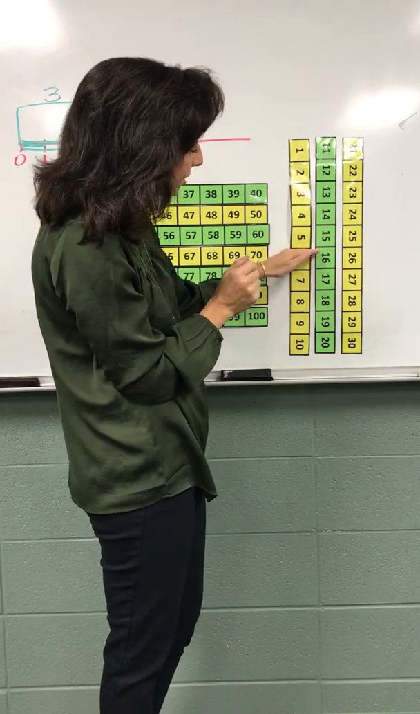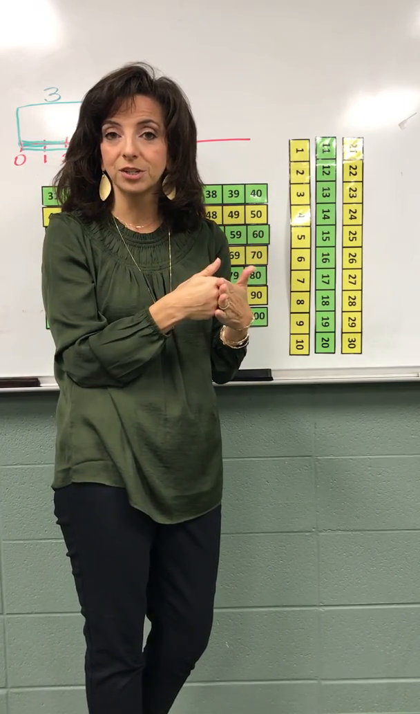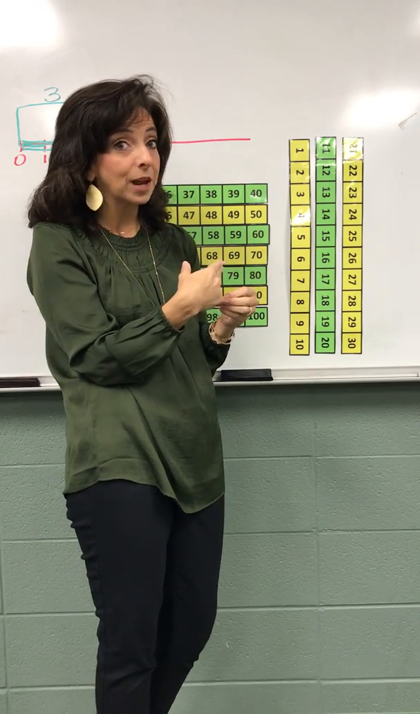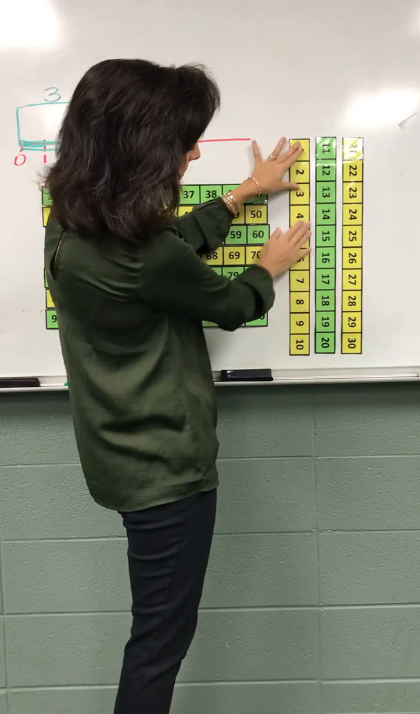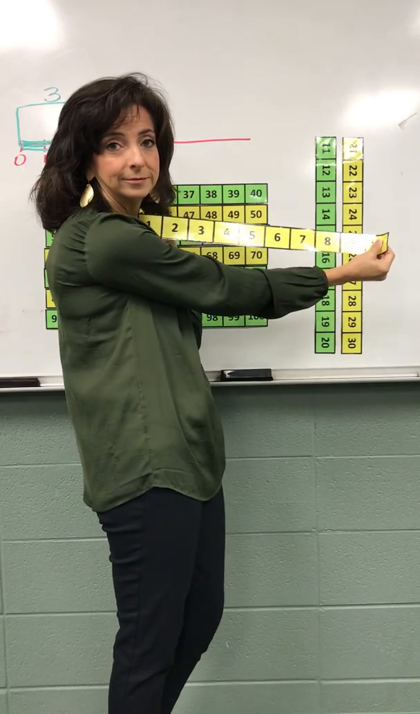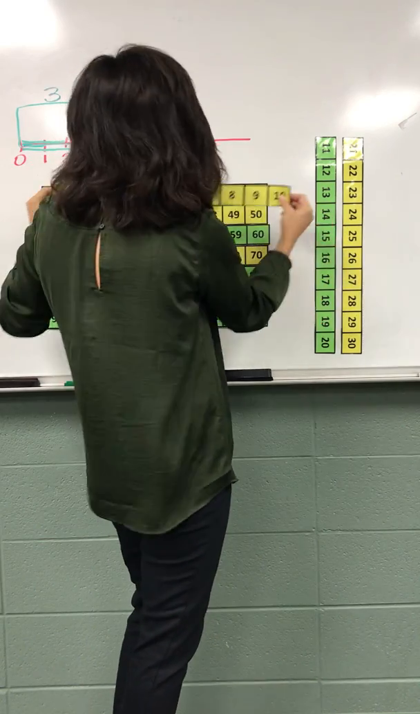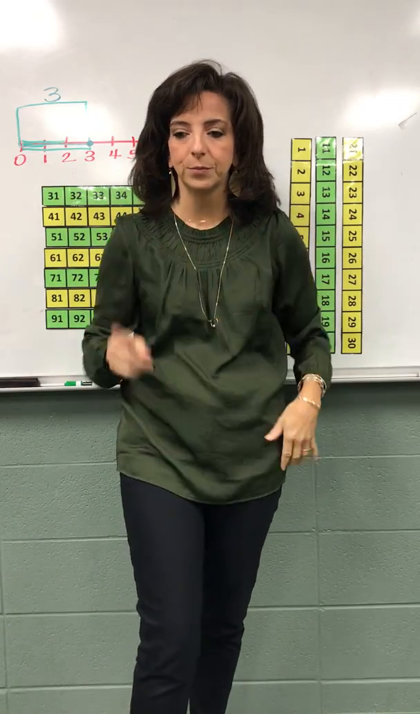The other connection here would be to take a 10 frame that our kindergarten and first graders are so used to using, and actually cut a 10 frame apart, tape it together vertically, and what do you have? You've got a path of 10, just like we see on the 100s chart. So all of those things are linking back together to make sure we're building the bridges.